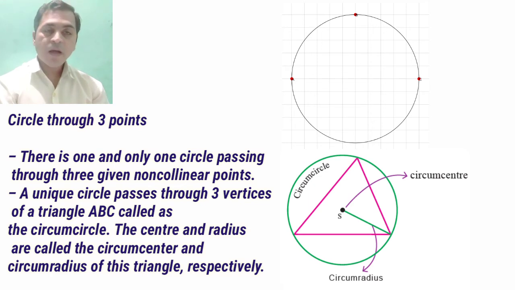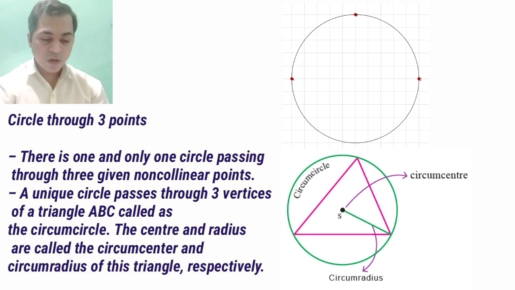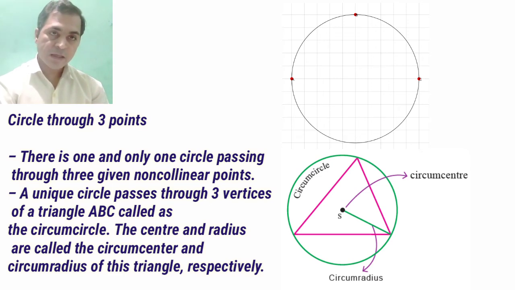So in this way, how many circles can be determined by 3 known non-collinear points? Through 3 known points, only one circle can be determined, right? And from these 3 points, a triangle ABC is formed, and that circle is known as the circumcircle. The center and the radius are called the circumcenter and circumradius, right students?